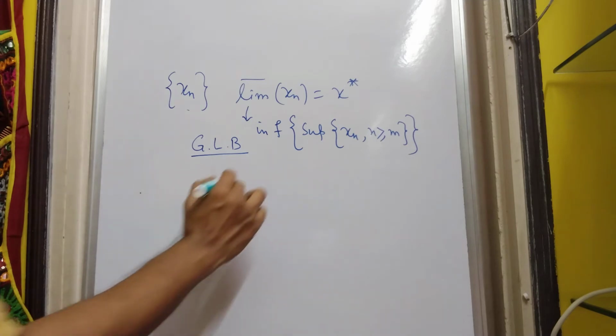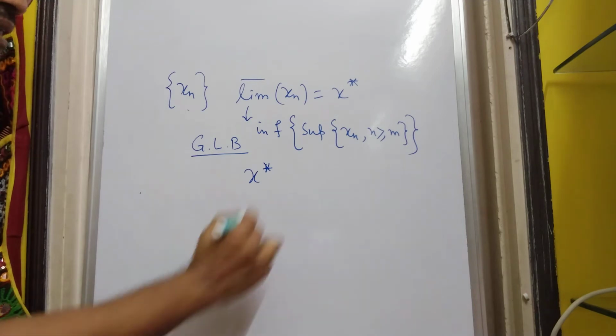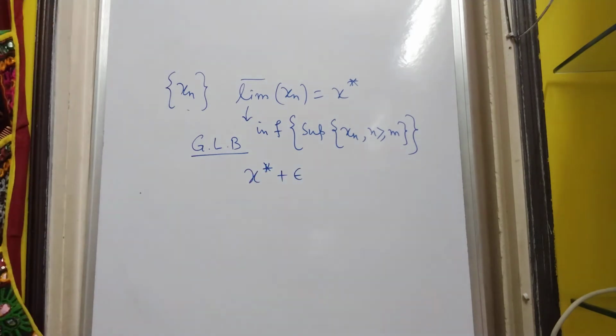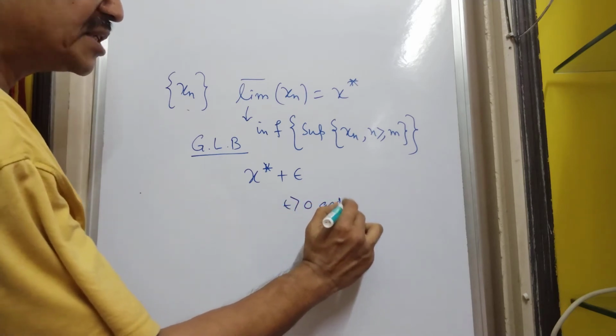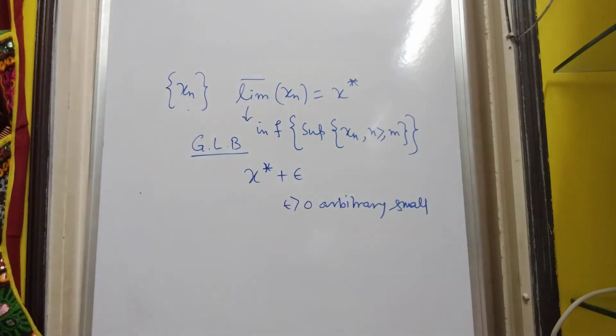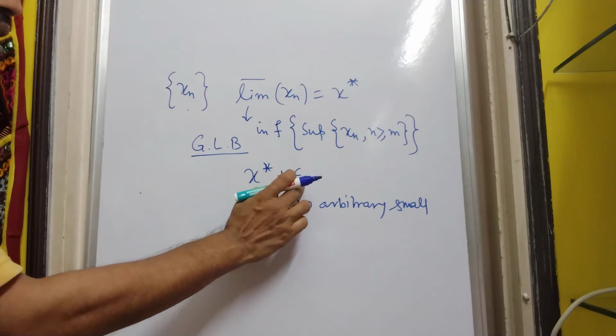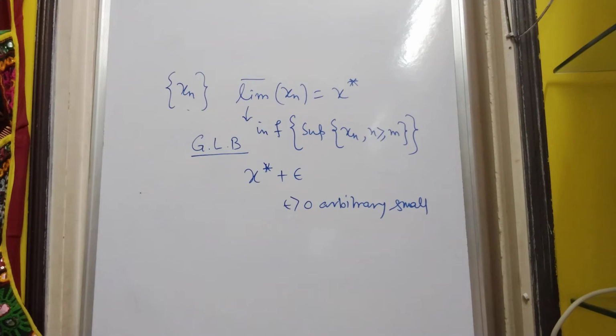So whenever this x star is increased by an arbitrarily small amount epsilon, where epsilon is an arbitrarily small positive number, x star plus epsilon is not a lower bound, since x star is the greatest lower bound. So obviously we have xn greater than x star plus epsilon for an infinite number of elements, isn't it so?